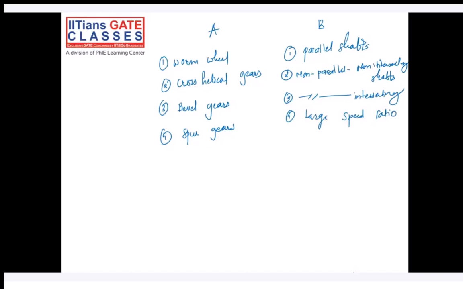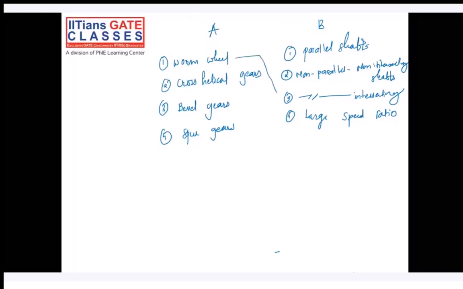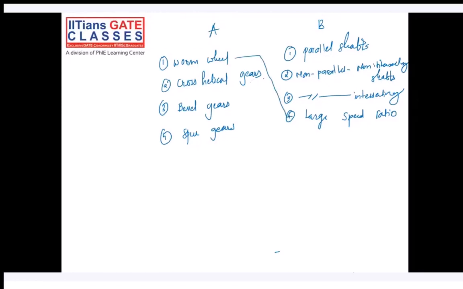So can you tell me, when do we use worm wheels? Worm wheels are fine for non-parallel, non-intersecting shafts, but they are also used for large speed reduction. So a better match for worm wheel is large speed reduction, though it is a non-parallel, non-intersecting shaft, because we have cross helical gears also, and cross helical gears are for non-parallel, non-intersecting shafts. That's why I am making a match like this: though worm wheels are non-parallel, non-intersecting shaft, they are well known for large speed ratios. So 4-1 is what we can match.